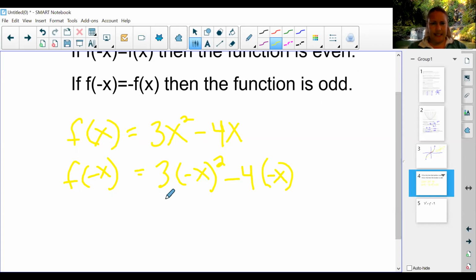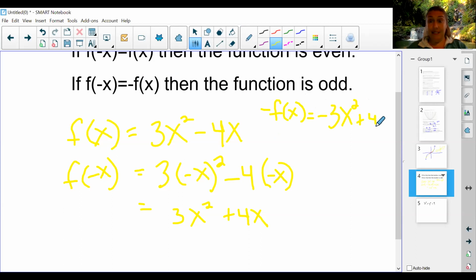Well, let's see what I get. I get positive x squared, 3x squared, and that would become plus 4x. This says if I get the opposite, the negated function of x, what would that look like? Here's the function of x over here. If I negate it, then I just negate both parts, distribute the negative through the whole thing. So here's the negated function of x.